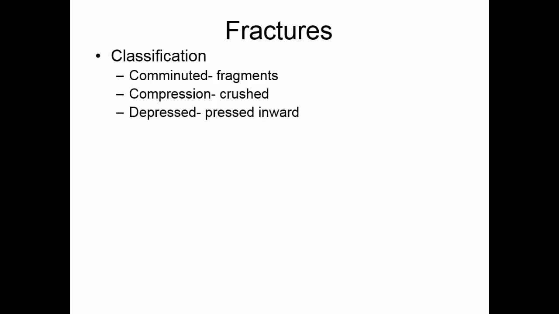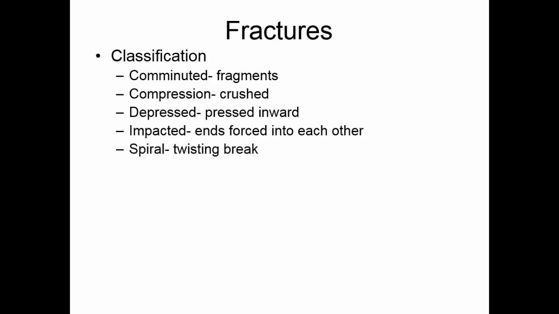A depressed fracture is when the bone has been pressed inward. A blow to the head may depress the skull bones into the brain. In an impacted fracture, the ends of the bones are forced into each other. This is the kind of injury we might see if someone jumped off of a building and landed on their feet. They would crush those bones into each other.